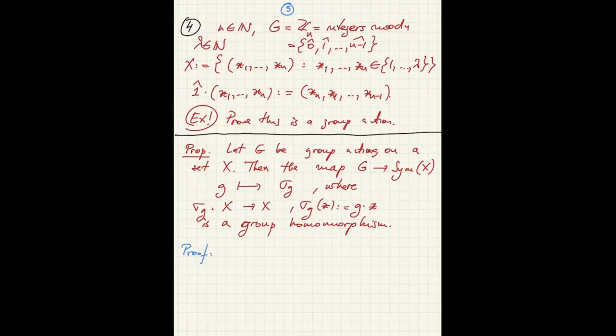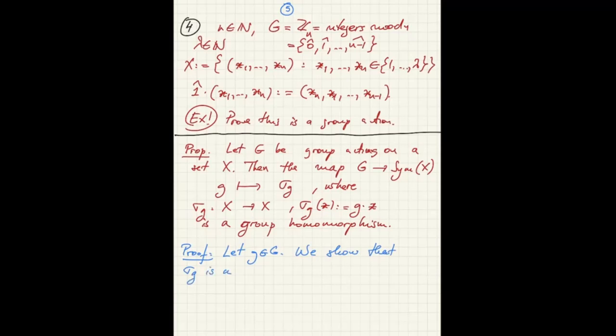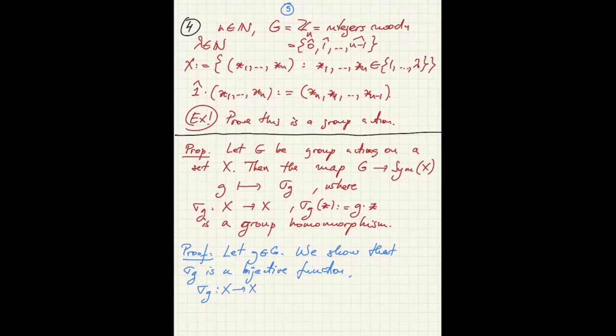Okay. So proof. First of all, let g be an element of G. First of all, we show that sigma of g is a permutation, is a bijective function. Okay, so what do we have? Sigma of g is defined on X with values in X, and sigma of g of x is by definition g acting on x. And what do we have to prove? We have to prove that this is injective, and we have to prove that it is surjective.